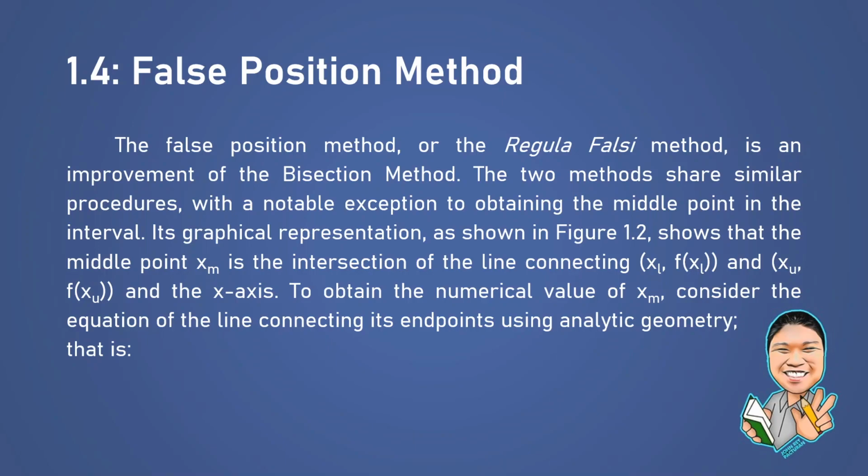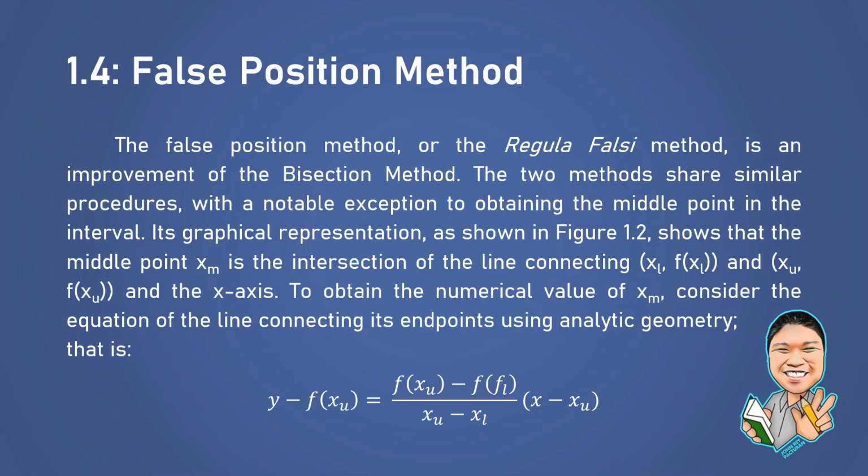So its graphical representation, as shown in figure 1.2 in the next slide, shows that the middle point x sub m is the intersection of the line connecting (x sub l, f of x sub l) and (x sub u, f of x sub u), and the x-axis. To obtain the numerical value of x sub m, consider the equation of the line connecting its endpoints using analytic geometry. So that is this equation.